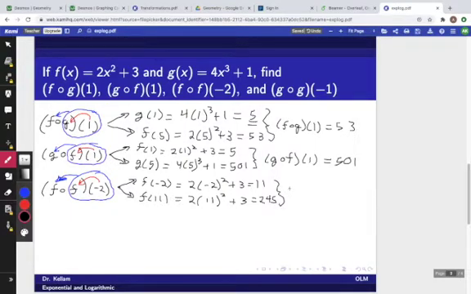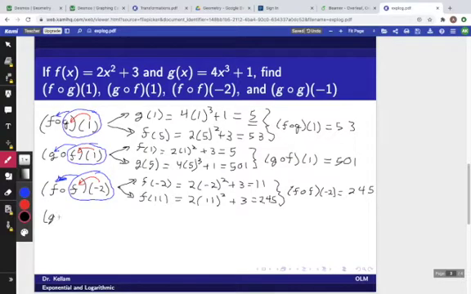And 242 plus 3 is 245. So f of negative 2 is 245. And g of negative 1.